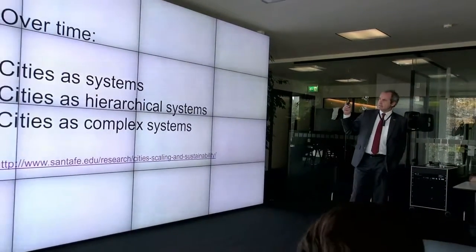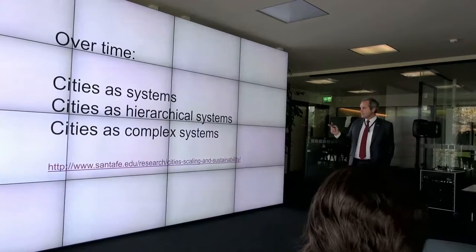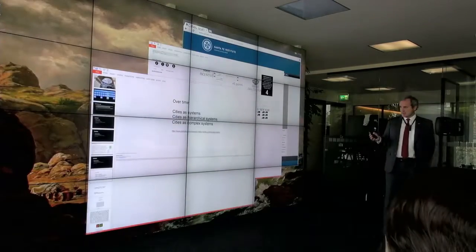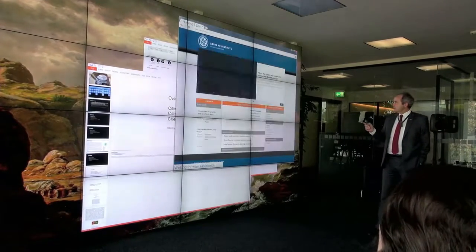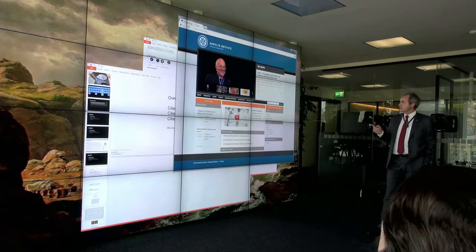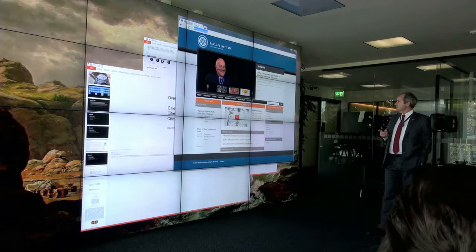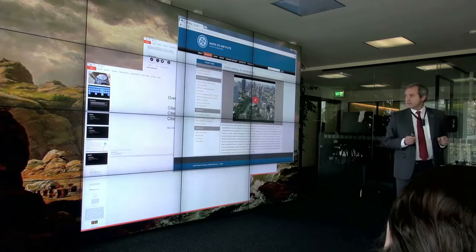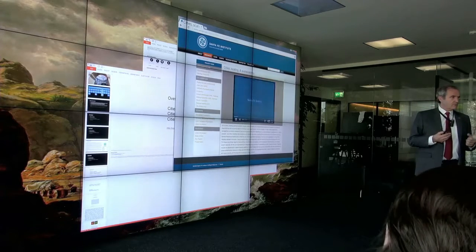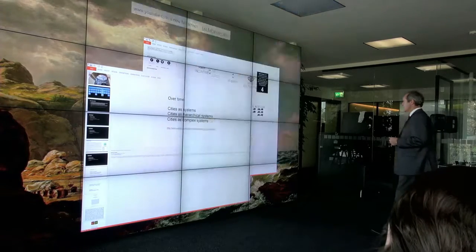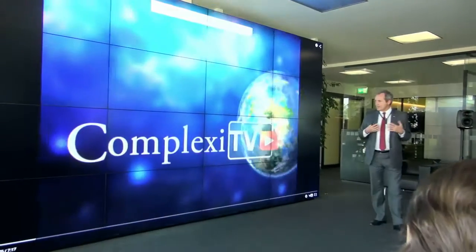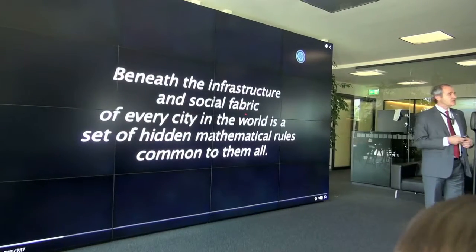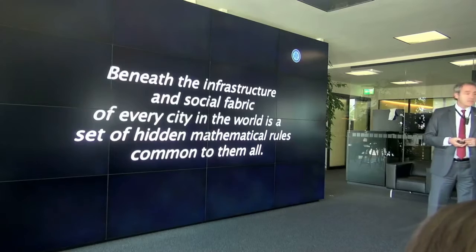Now, let's have a look at cities as systems, cities as hierarchical systems, and cities as complex systems. This is the development over time that has happened. I want to point your attention to one specific institute, the so-called Santa Fe Institute, where for more than a decade the science of the city, and especially cities as complex systems, has been explored. Two of the people who are really exponents of this development are shown here in this video. One is called Geoffrey West, and the other one is Luis Bettencourt.